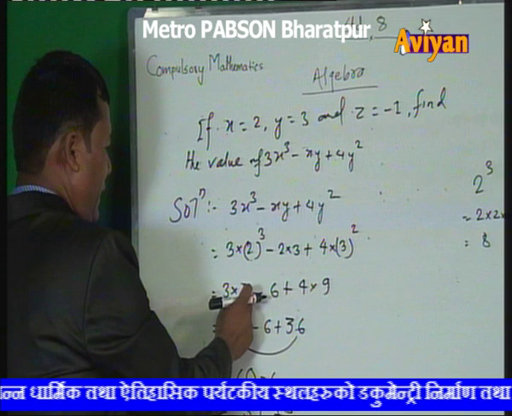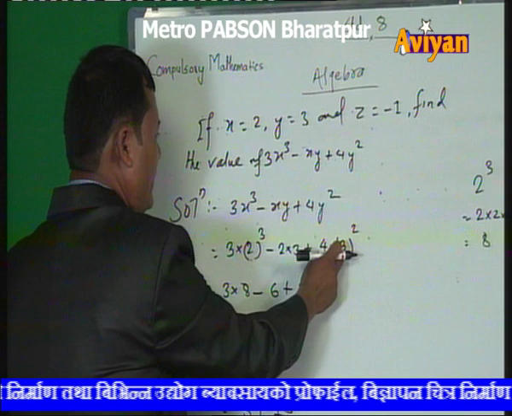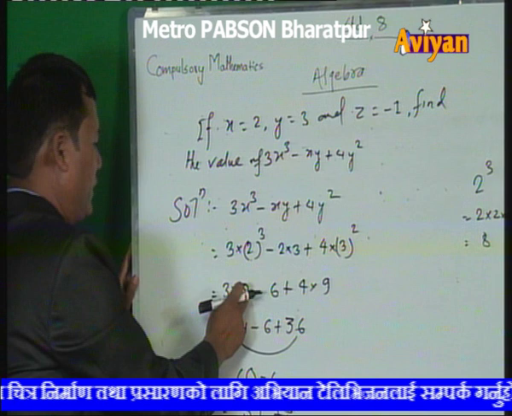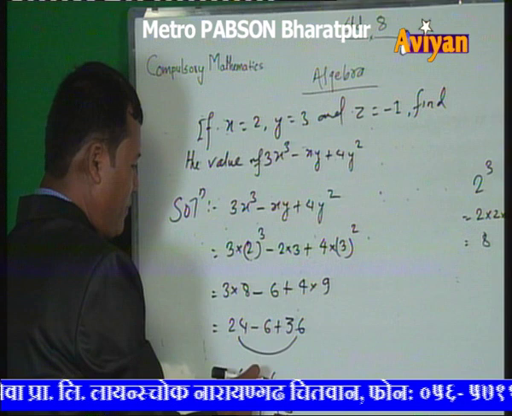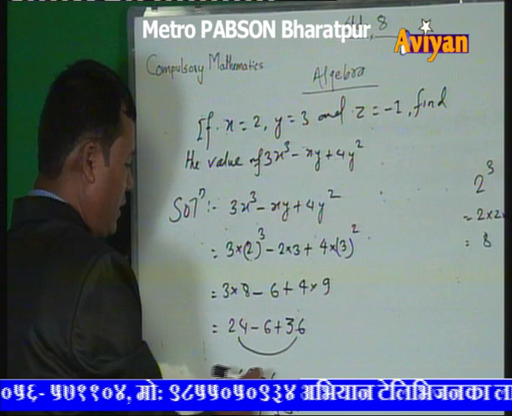8 into 3 minus 3 into 2 is 6, plus 4, and 3 square means 3 into 3, the result will be 9. 8 times 3 is 24, minus 6, plus 9 times 4 is 36. Both are plus sign, so it will be 60, minus is minus and 6. Here is the different sign, so we subtract them from each other. 60 minus 6 is 54.